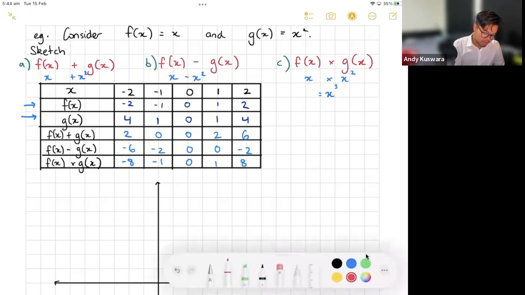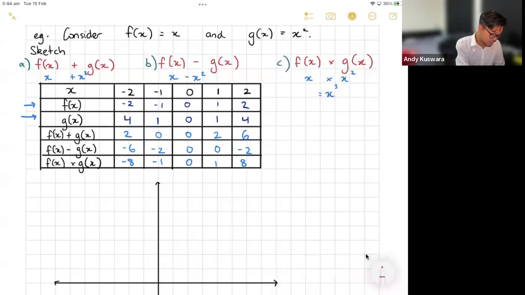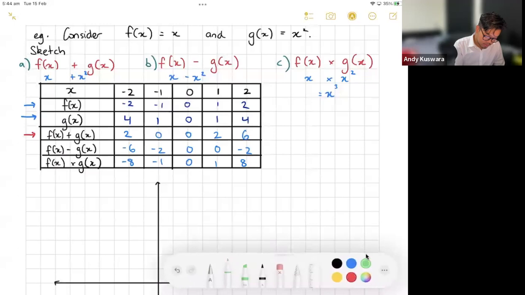Okay, so from here, let's use 3 different colors so we won't get confused. Let's do red, green, and yellow.